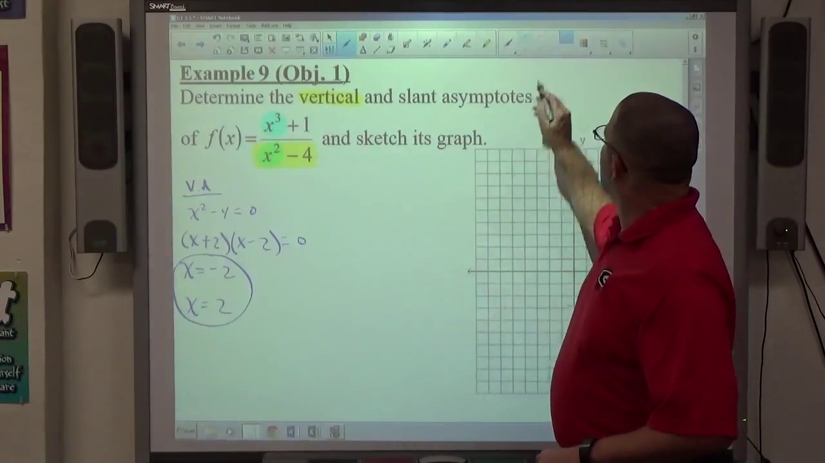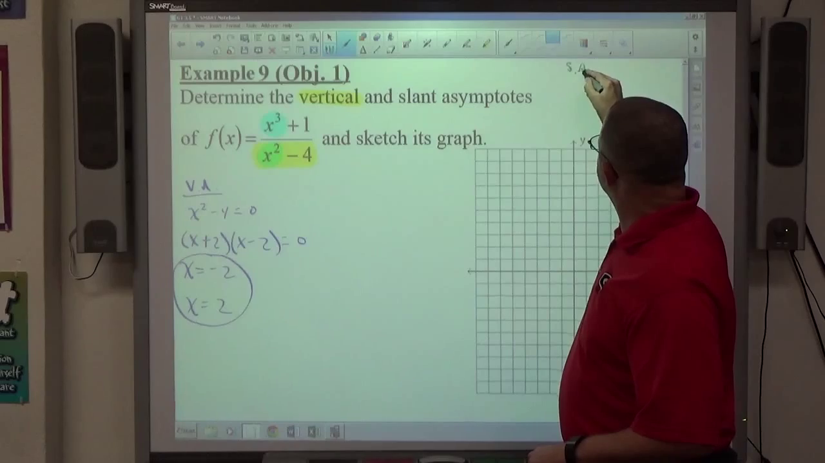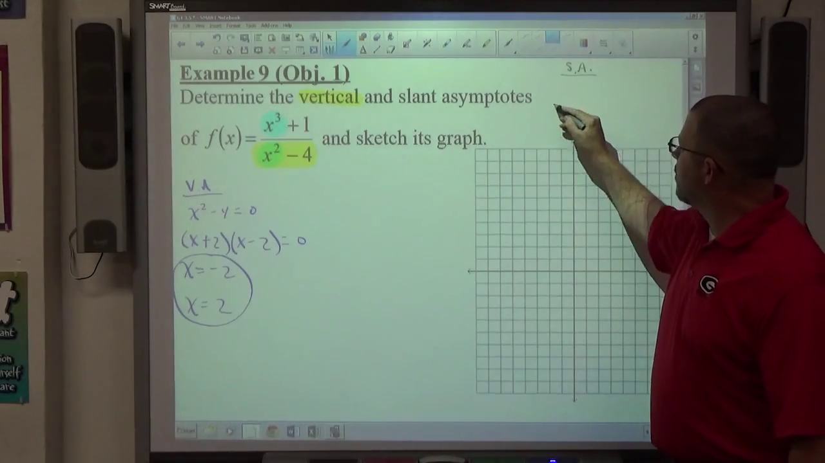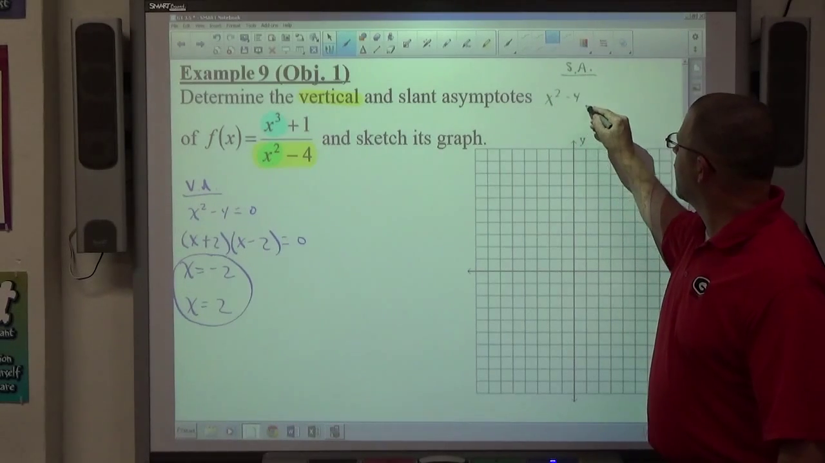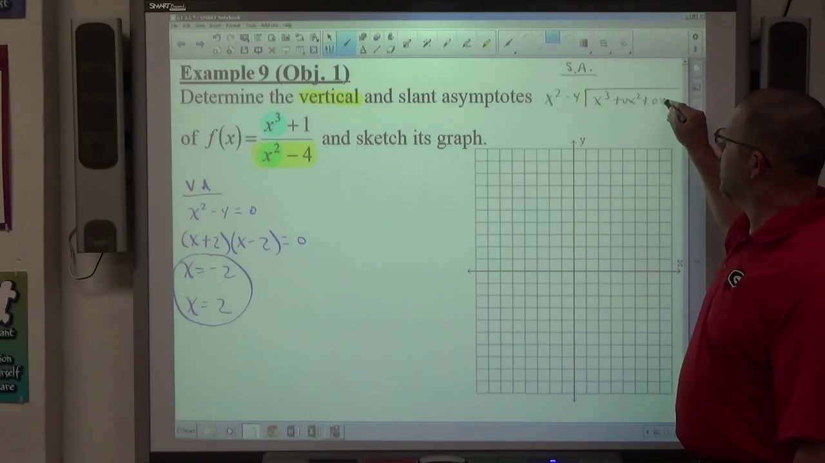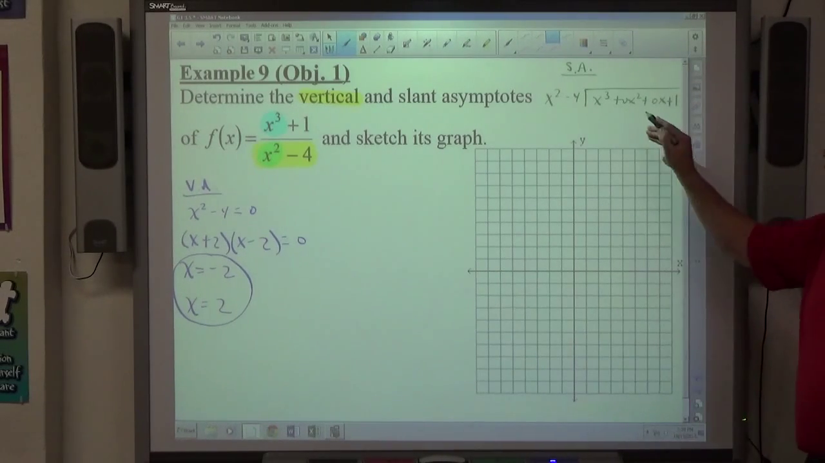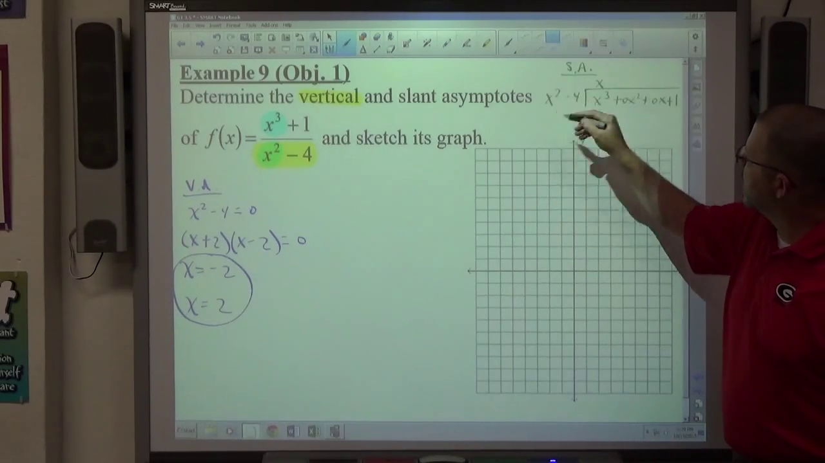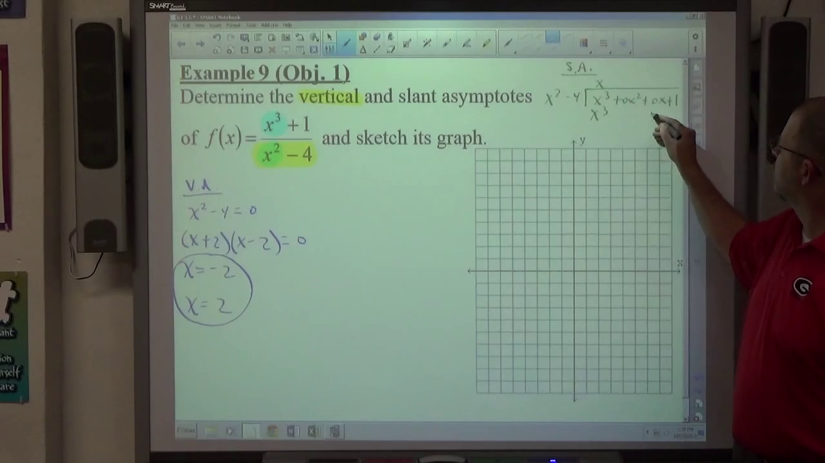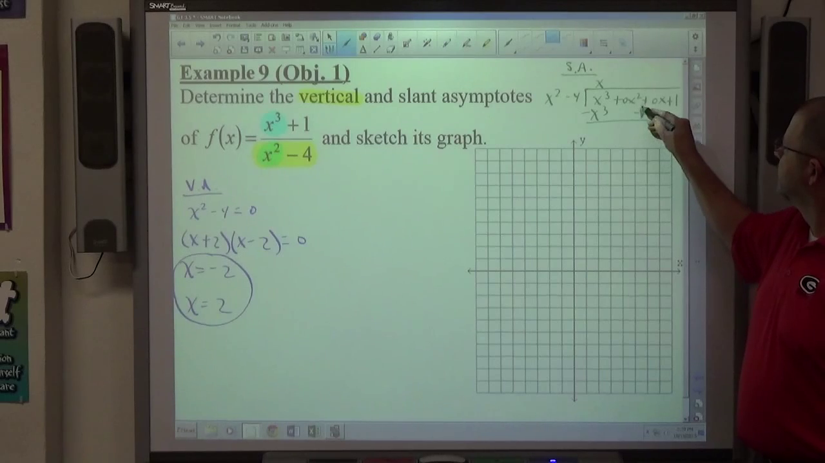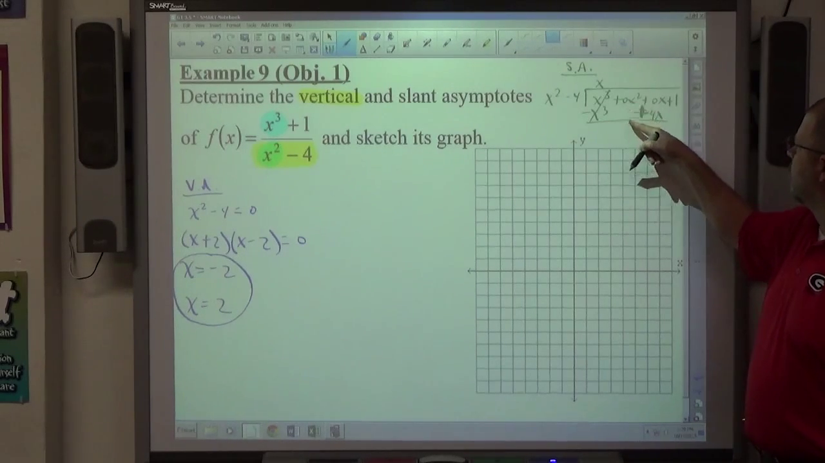As far as the slant asymptote is concerned, I'm going to do that up here. To do slant asymptotes, I simply divide the top by the bottom, so x squared minus 4 goes outside. x cubed plus 0x squared plus 0x plus 1 goes on the inside. If I divide first by first, x cubed divided by x squared is x. x times x squared is x cubed. x times minus 4 is minus 4x, lining up like terms. Change both signs. That cancels, 0 is 0. 0 plus 4 is 4.